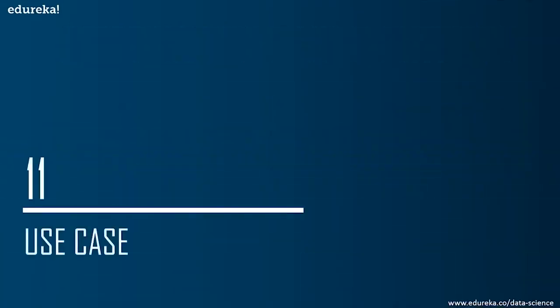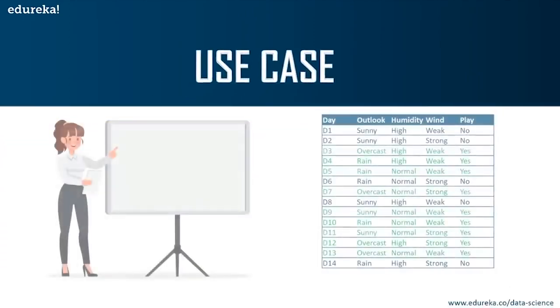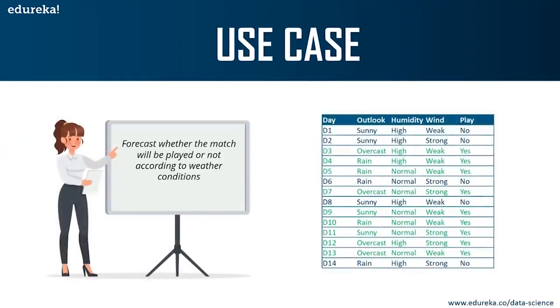To get a clearer understanding, let's look at a use case. Suppose we're given a problem statement: you have to predict whether a match can be played or not by studying the weather conditions. The predictor variables here are outlook, humidity, wind. Day is also a predictor variable. The target variable is basically play. The target variable is the variable that you're trying to predict. The value of the target variable will decide whether or not a game can be played. That's why play has two values.